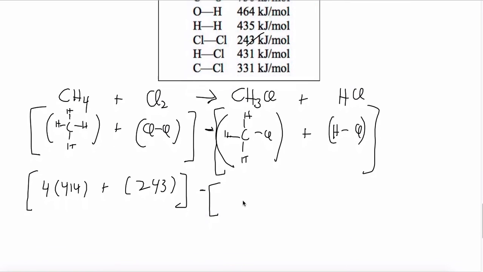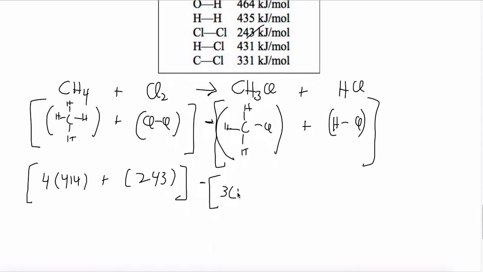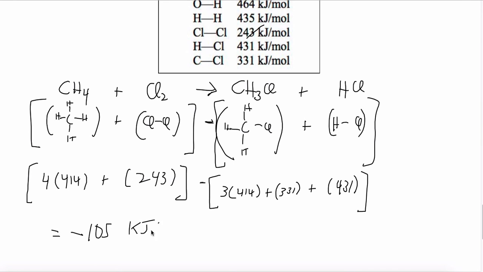So I used this, and I used that. Minus, here now, this one's nice. You have 3 CHs. So we know the CH is 414. Plus a CCl, which you know here is 331. Plus an HCl, which I know there is 431. Okay. And when you go through and do that, you should get negative 105 kilojoules per mole. That means the energy released when bonds are formed, this side, is greater than the energy it takes to break the bonds.